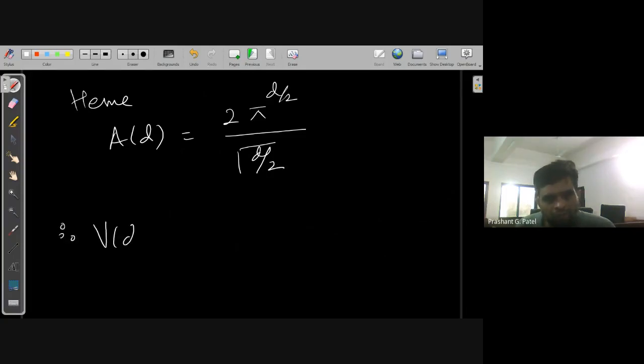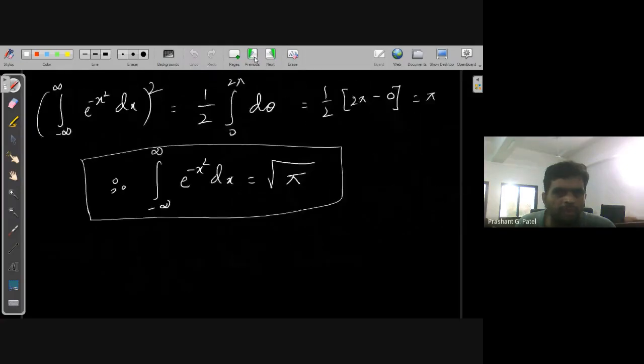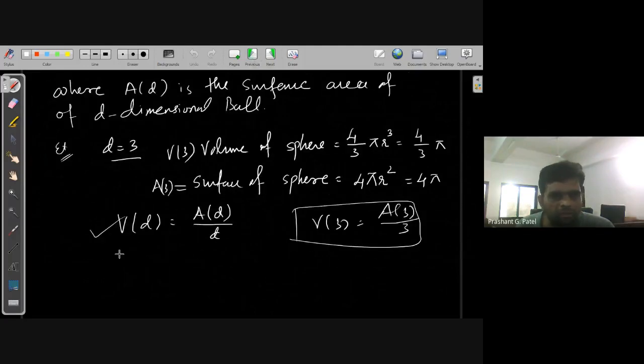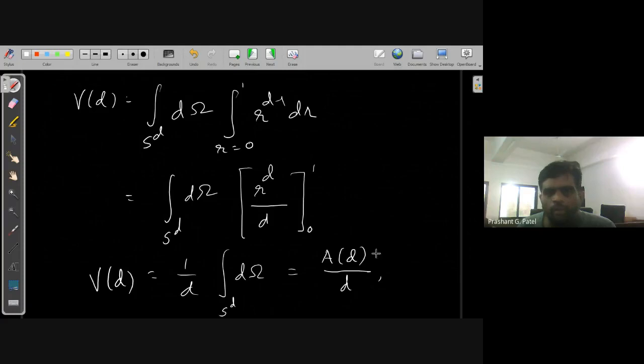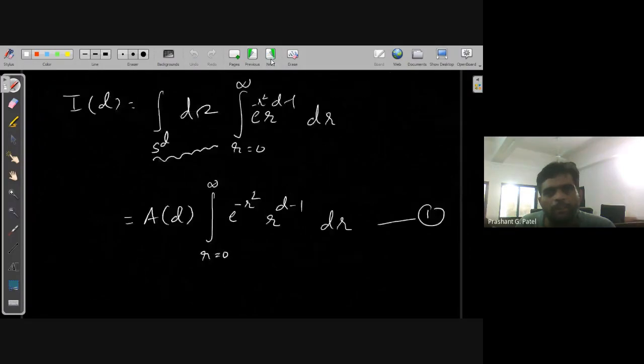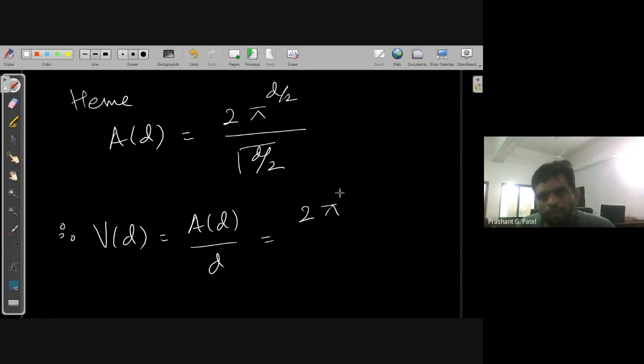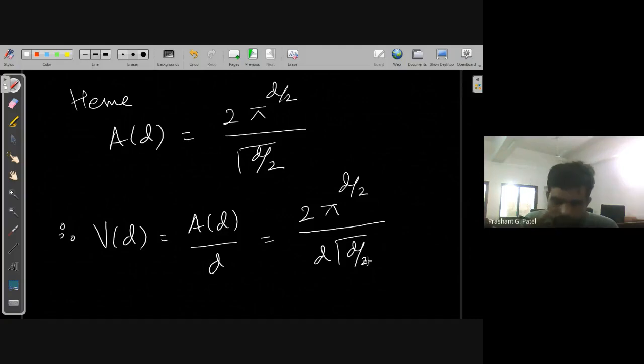Therefore now the volume V_D, as you have seen previously, what is the relation between this V_D and A_D? The relation of V_D and A_D is this, that we have discussed here. That is V_D equal to A_D upon D. I will call this a double star. So from this double star, what we got, A_D upon D is this. Now the value of A_D we have already, so we'll have now V_D, that is 2 into pi raised to D by 2 upon D into gamma D by 2. This is the formula for A_D and this is the formula for V_D.